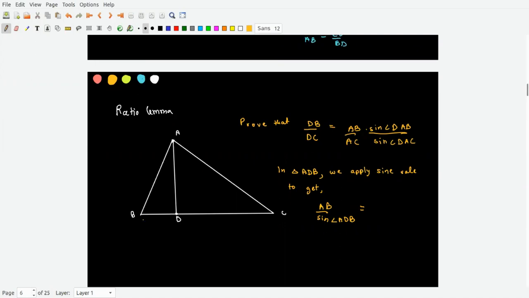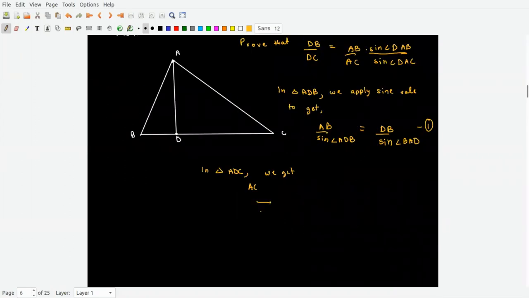Anyways, so we use the sine rule. AB by sine ADB is equal to DB by sine BAD. We want DB, right? We get AB and DB and some sine stuff, which we think will cancel out. Anna claims that we can, and we believe Anna. Similarly, we use the sine rule on triangle ADC. We want the sine rule in terms of AC and DC: AC by sine ADC is equal to DC by sine DAC.